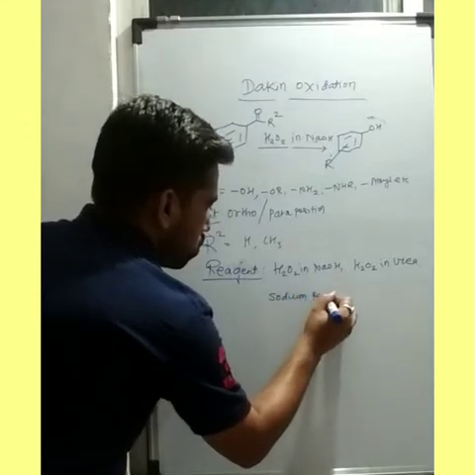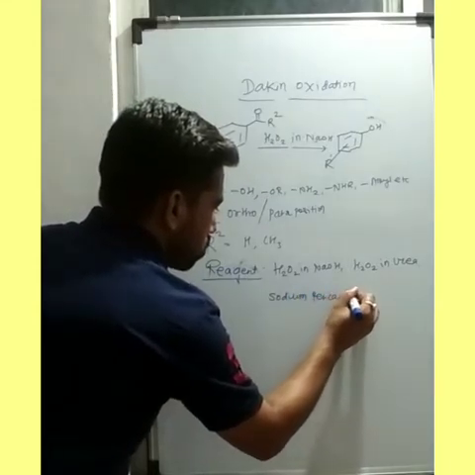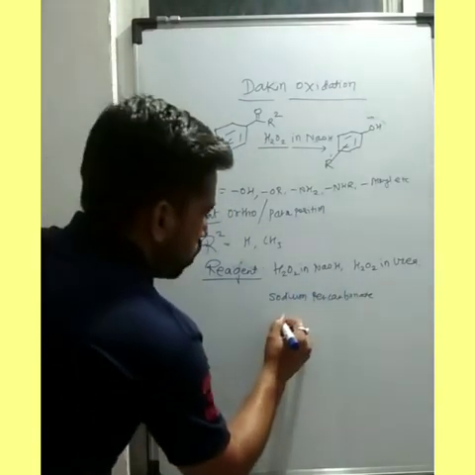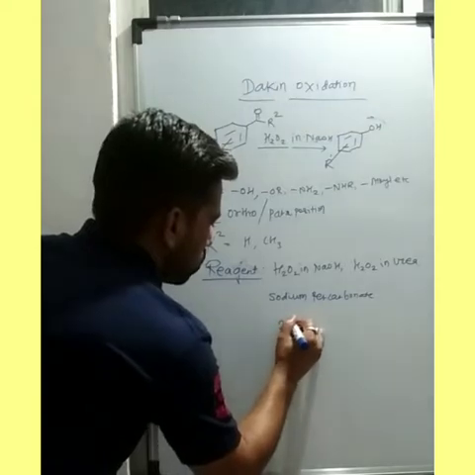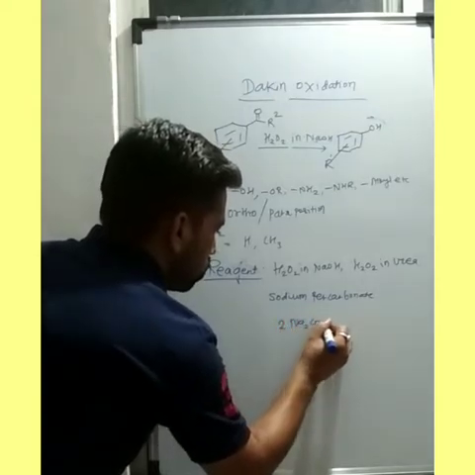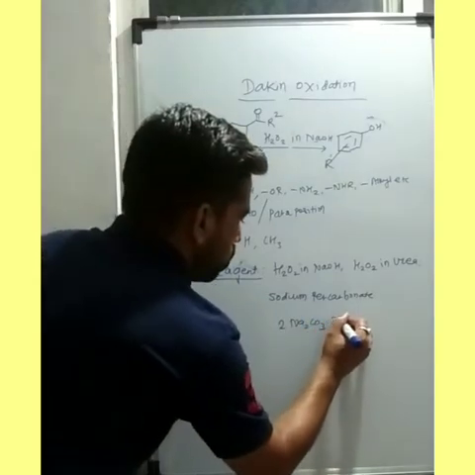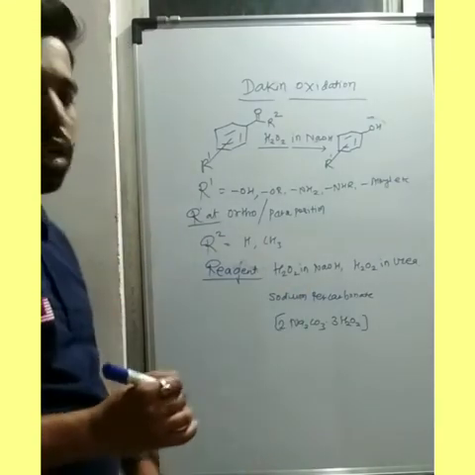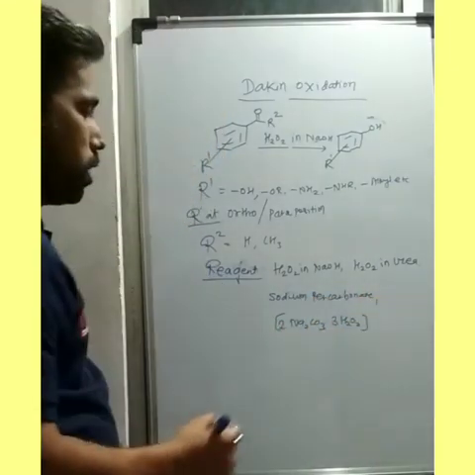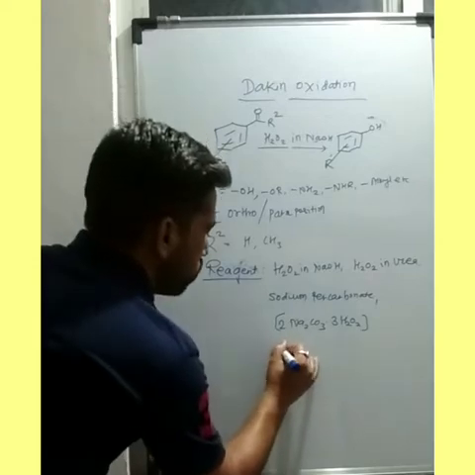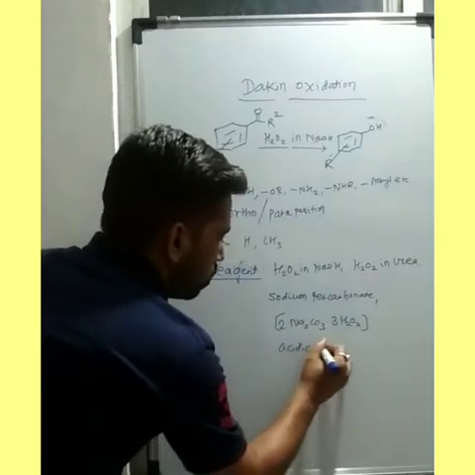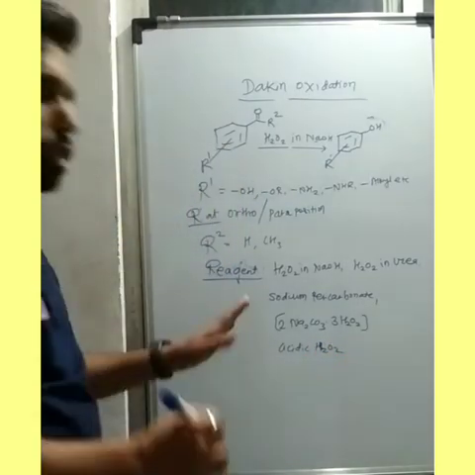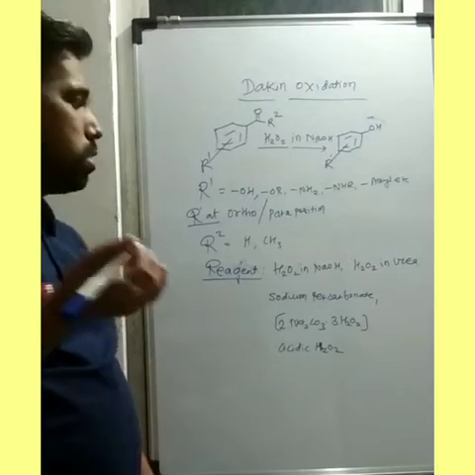Sodium percarbonate has the formula Na2CO3 sodium carbonate with 3 moles of hydrogen peroxide. This is the formula for sodium percarbonate, and it is also used in the Dakin oxidation reaction. Then another reagent is acidic hydrogen peroxide. This reagent is also used for the Dakin oxidation reaction.